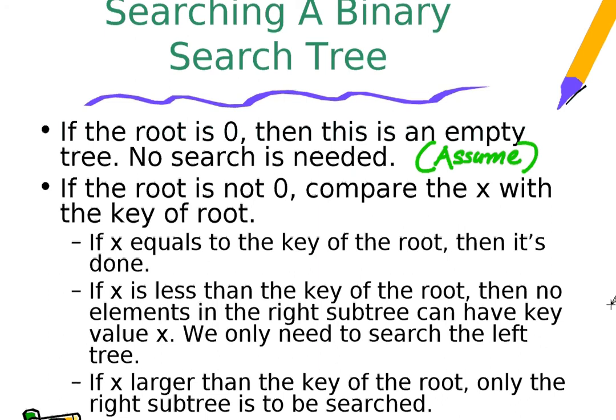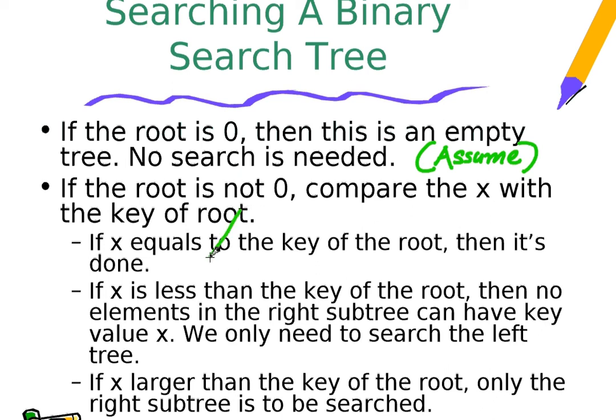Now if the root is not 0, meaning the tree is not empty, how is the comparison being done? That is what we are discussing here. Assume that X is the element I want to search for in the binary search tree. So if the root is not 0, compare X, the element we are searching for, with the root of the tree.